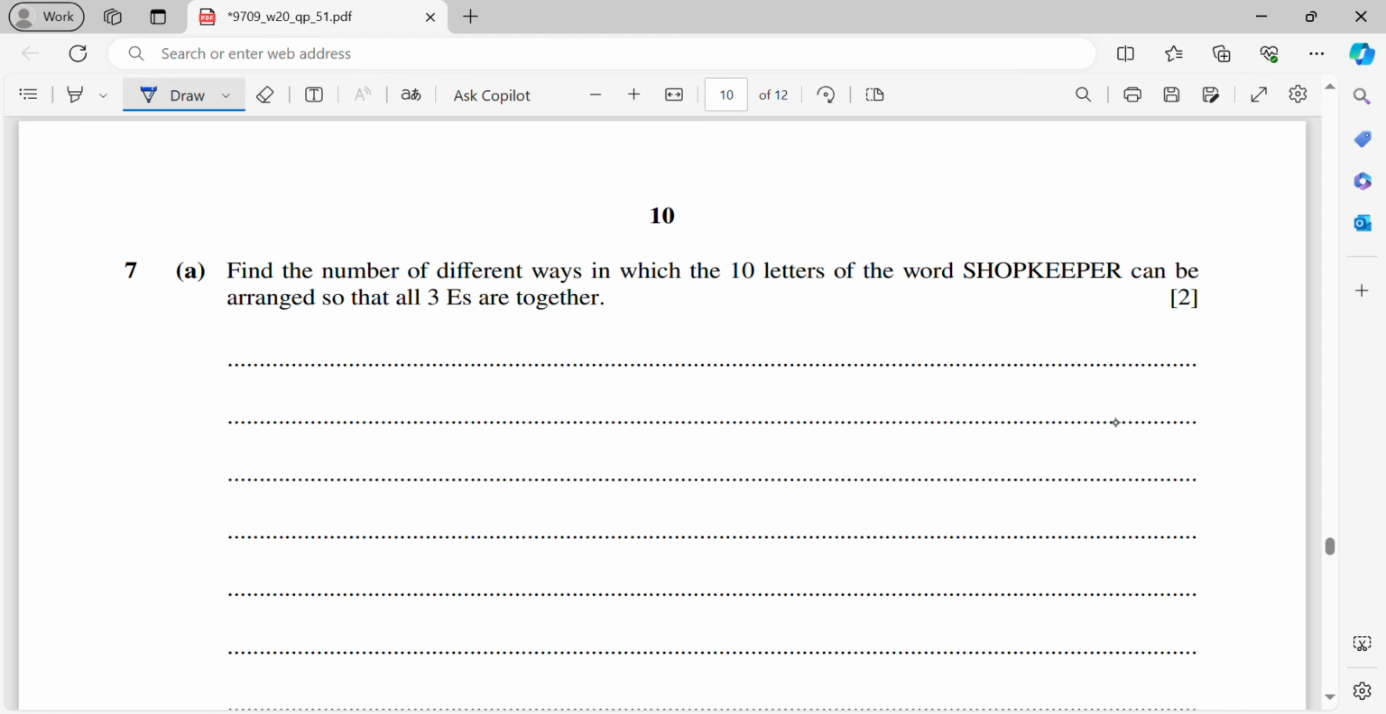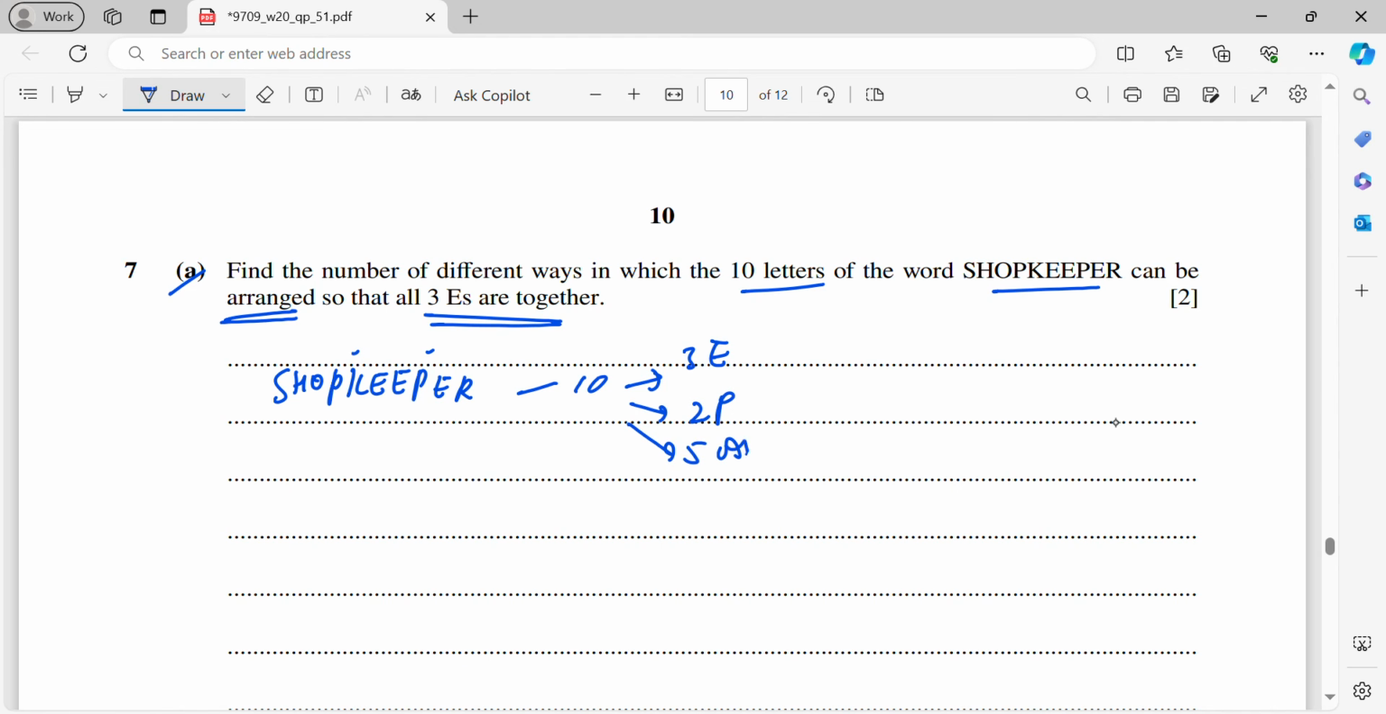Right, next question, number 7. A. Find the number of different ways in which the 10 letters of the word shopkeeper can be arranged so that all 3 E's are together. Okay, so from this shopkeeper, you have 10 letters. Out of 10 letters, I have 3 E's, and then I have 2 P's, and then 5 others.